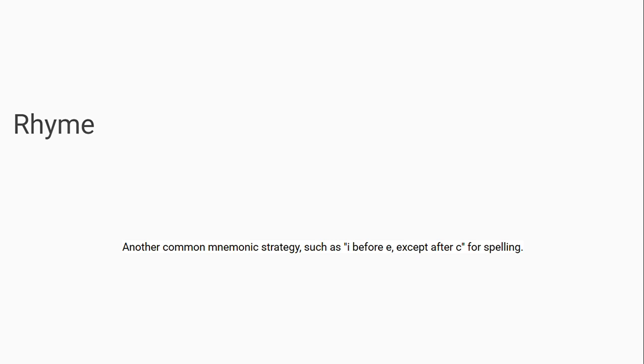Next we have rhyme. So this is also another mnemonic strategy. One example is when you're in an English class or working with your reading skills and spelling skills, you'll hear the phrase "I before E except after C," which helps with the spelling, but it might also help with the pronunciation of a word.